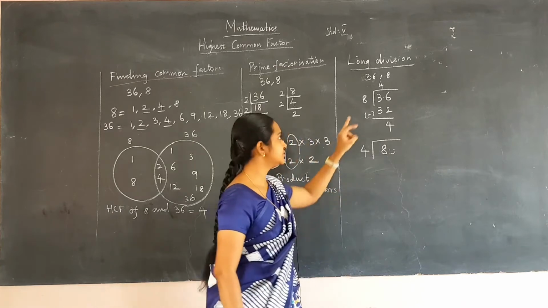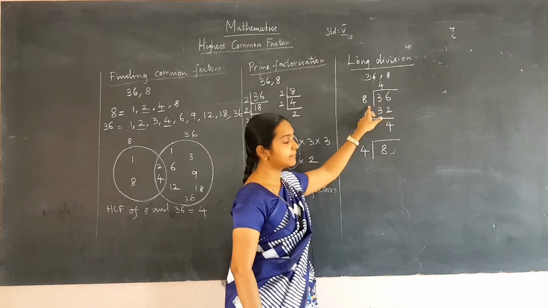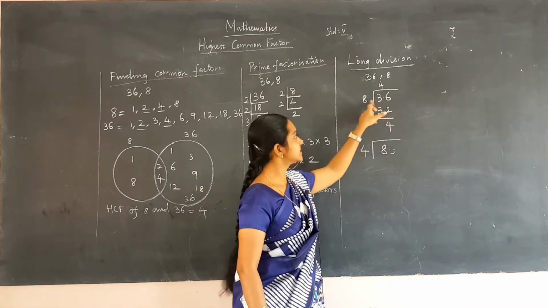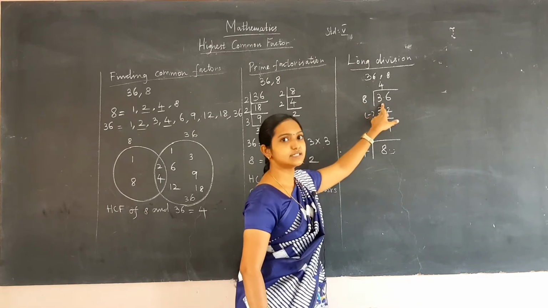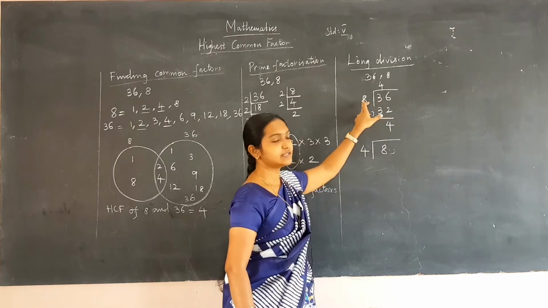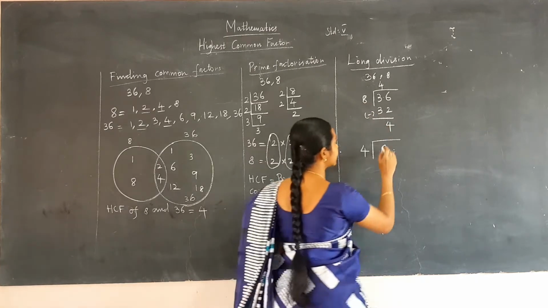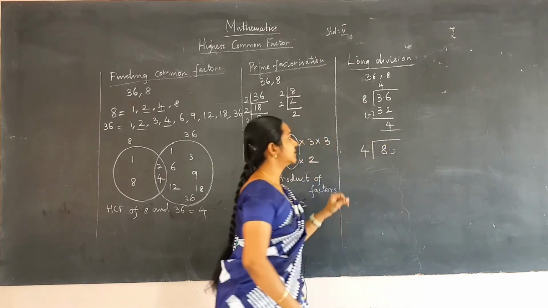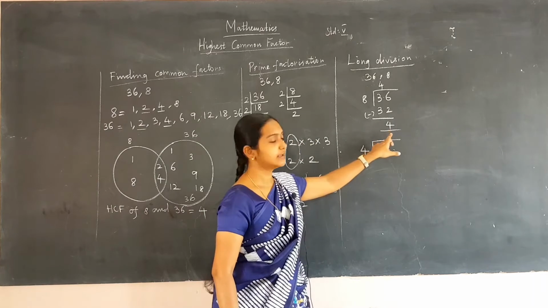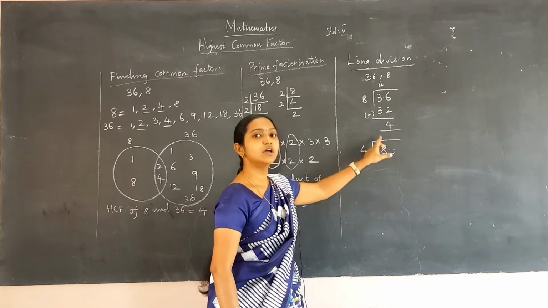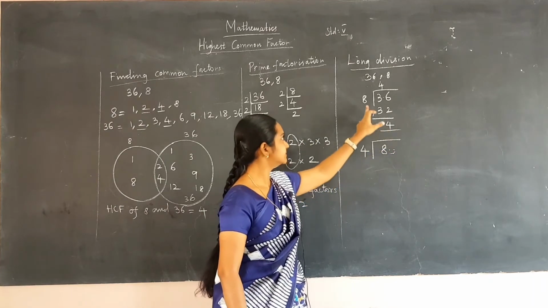First, we have to divide the greater number by the smaller number. This is the dividend, this is the divisor. 36 is the dividend, 8 is the divisor. We have got the remainder as 4 here.